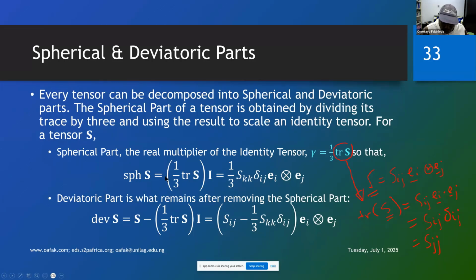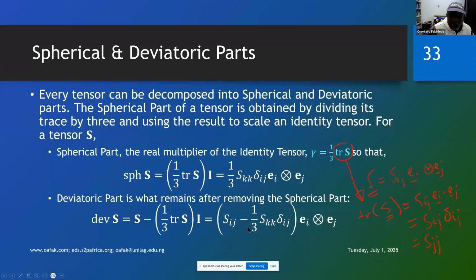So the spherical part is 1/3 the trace of S by definition, and you now know that 1/3 the trace of S is 1/3 Skk. And if you go back to our definition of the identity tensor, one way to write the identity tensor is delta ij Ei diad Ej. So if you form this from S by taking its trace, this becomes the spherical part of S. Now, what is the deviatoric part? All you do to get the deviatoric part is to remove the spherical part from the whole tensor. If you remove the spherical part from it, what you have left is called the deviatoric part.